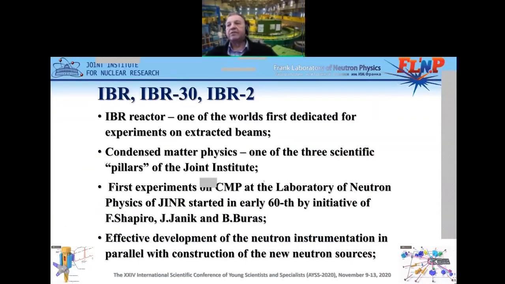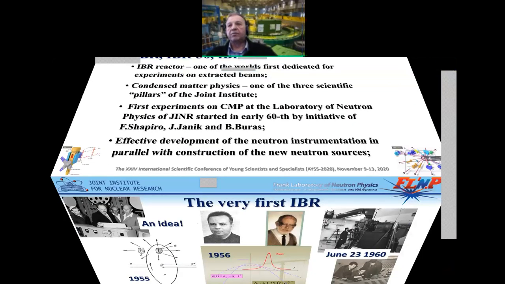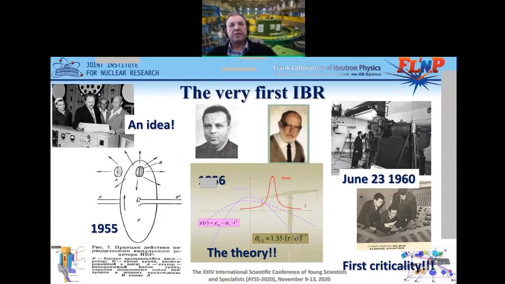And we have a set of different neutron sources, starting from the very first reactor, which was built after the ideas of Dmitry Blokhintsev. He expressed this idea in 1955, one year before the Institute was formed. In 1956, during the period of formation of the Joint Institute for Nuclear Research, two bright scientists, Ilya Bondarenko and Yuri Stavisky, developed the theory of this pulsed reactor. In 1956, the construction of this reactor was started. And in June 1960, this reactor reached its first criticality and was put into operation.